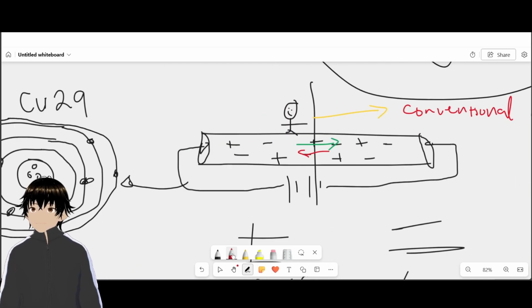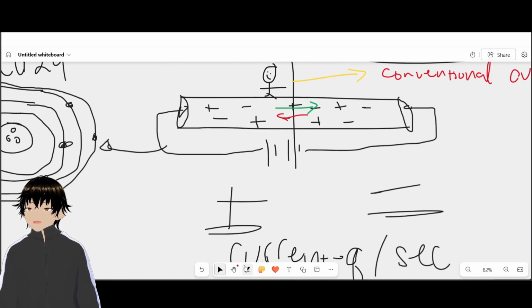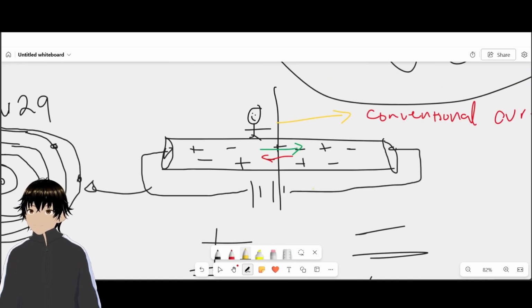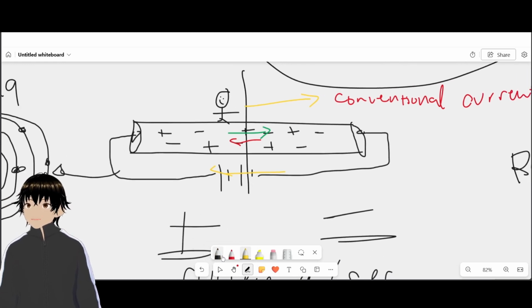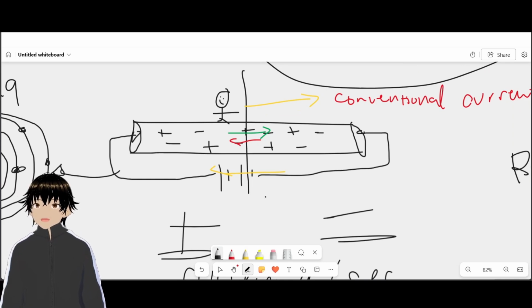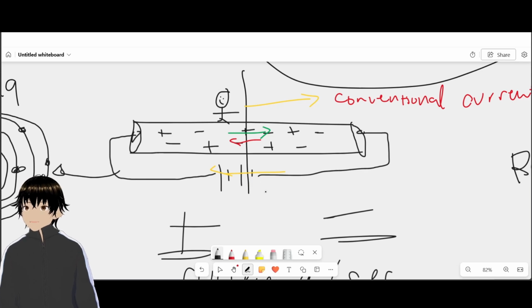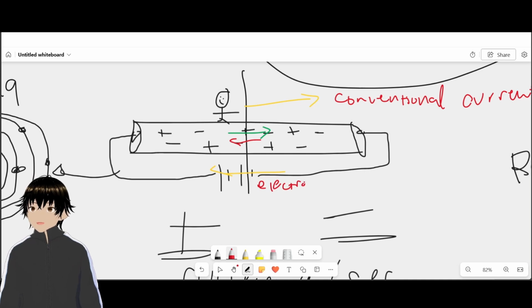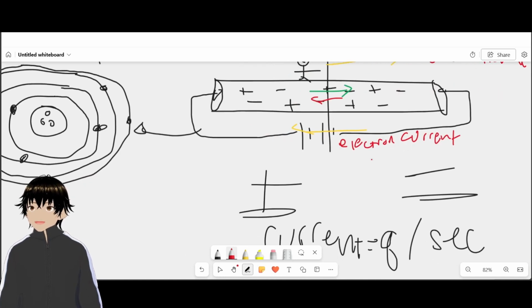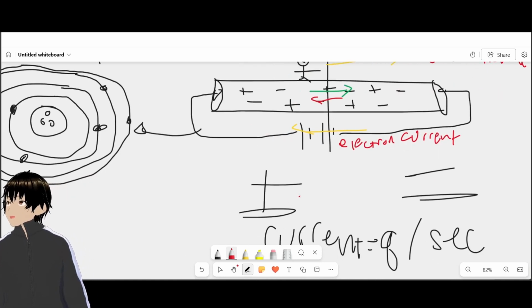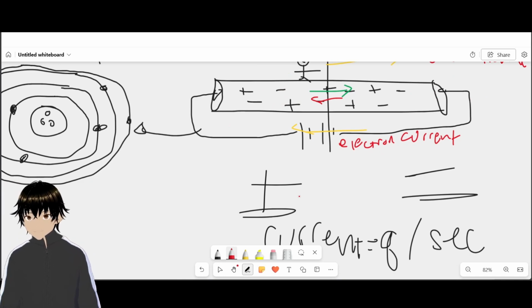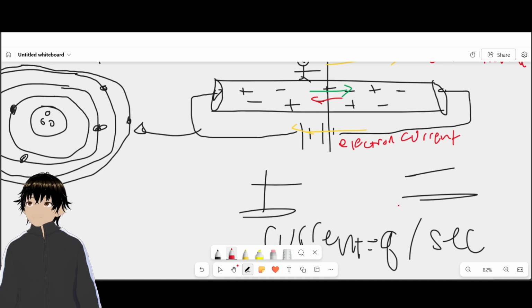Meanwhile, the electrons that are going to the left side of the copper wire, that is what we call the electron current. As you may already know, the electrons are negative charge, so obviously they're going to be attracted to the positive charges.